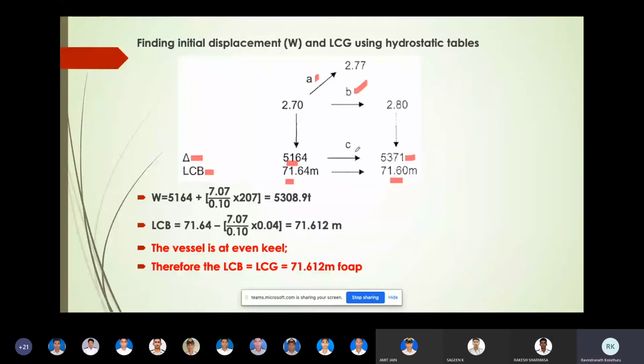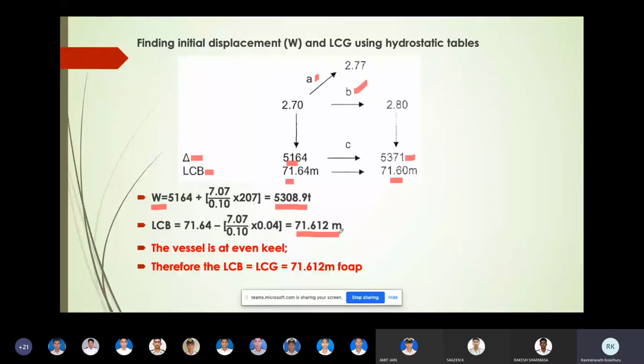So it becomes easy here. Directly you have to find out C value here and C value here. You don't have to put on two sketches. So A and B remain the same value here. So it becomes easier for you to interpolate. So what I do, displacement will be the same, 5164 plus A by B into C. So this A by B will remain the same, you can see here. Only your C part is going to change. So my displacement is 5308 and LCB is 71.612.